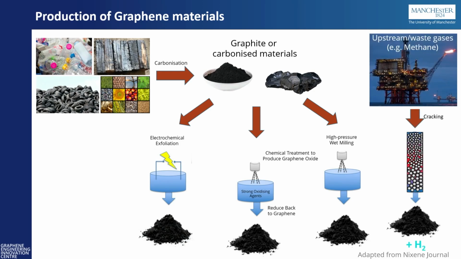And then finally, there's some new ways to make graphene from waste stream gases. So for example, here there's a company who are now making graphene at scale from waste methane. Their product is hydrogen, and their waste product is graphene, so it's actually now a waste product, which makes the whole thing a lot cheaper.